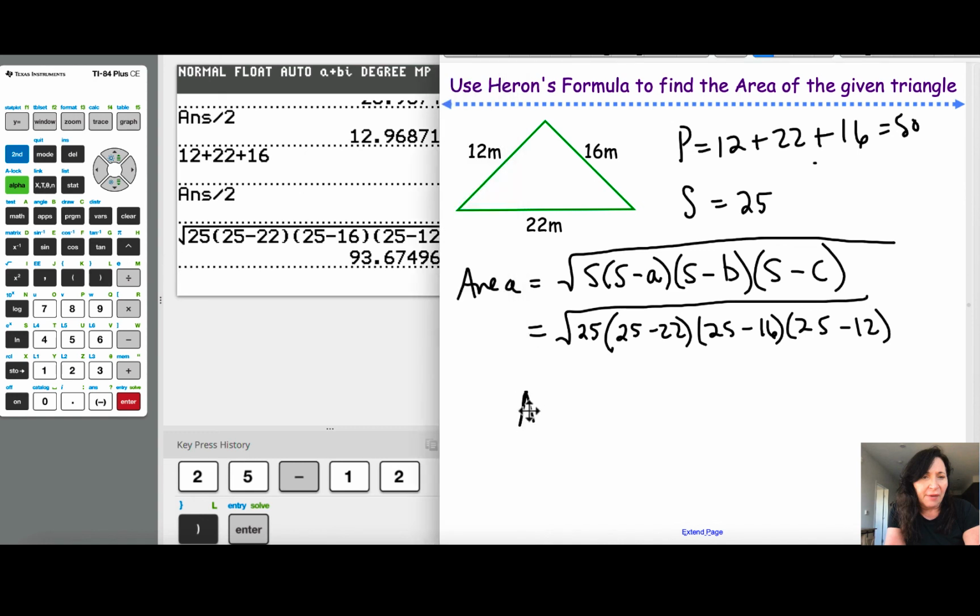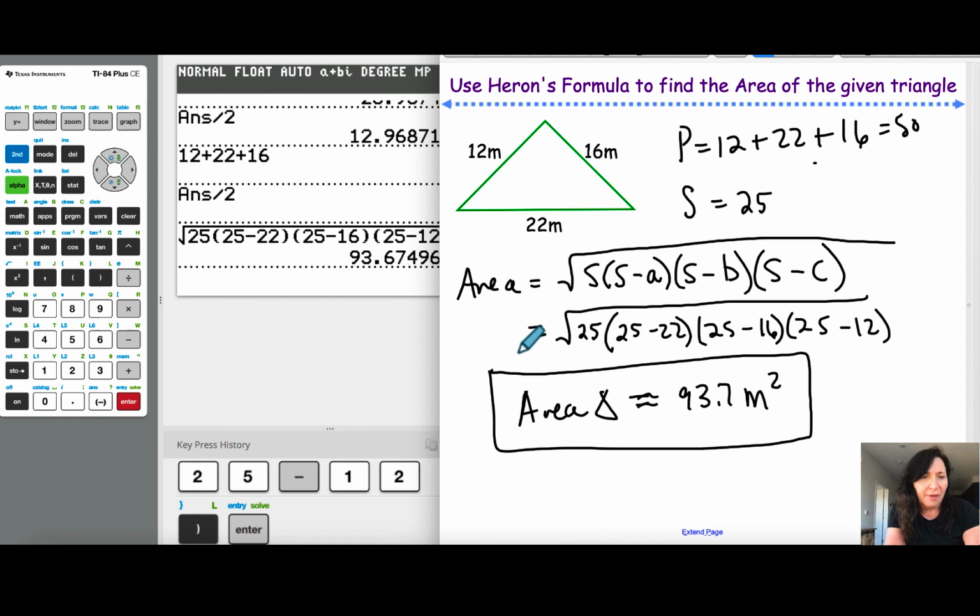So my area, therefore, the area of this triangle is going to equal approximately, because we did round, 93.7. I think we're in meters. Yep, meters. So this would be meters squared. Area is always meters and squared. Okay.